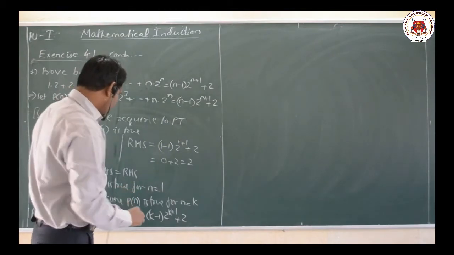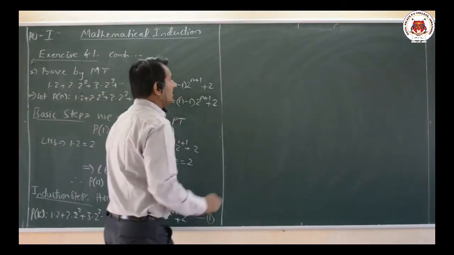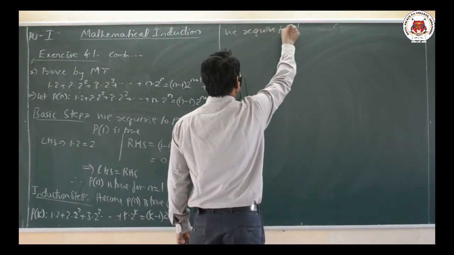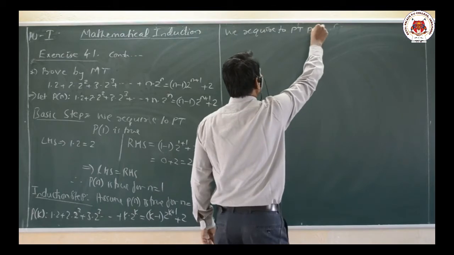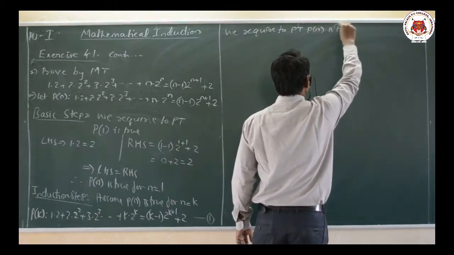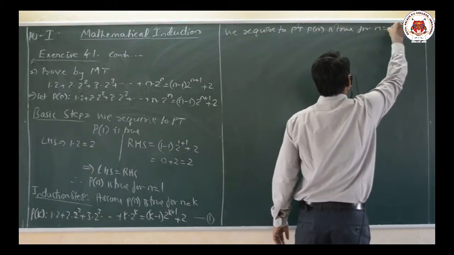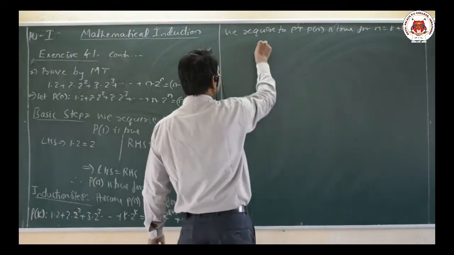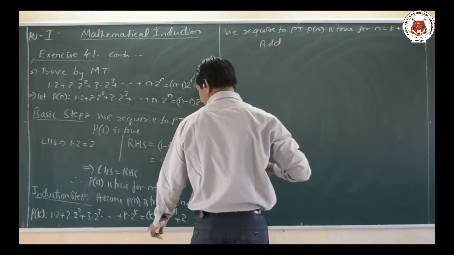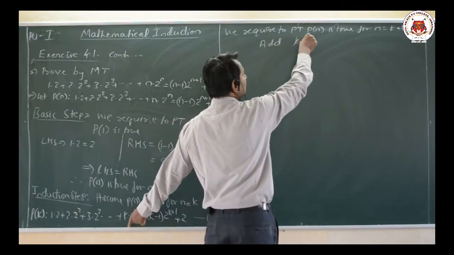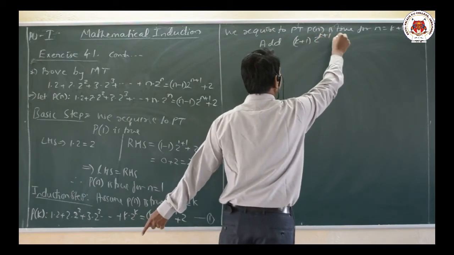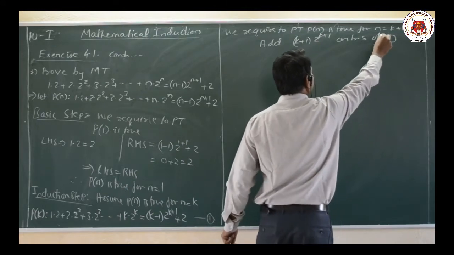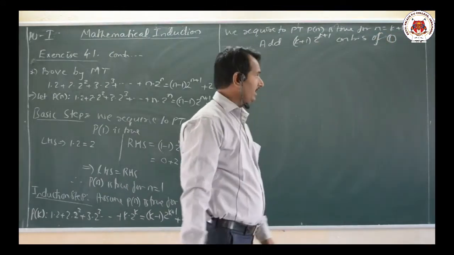Let us take this as equation number 1, and here we require to prove that p of n is true for n is equal to k plus 1. That means we are required to add what comes after this value, that is k plus 1 into 2 to the power of k plus 1, on both sides of equation number 1.